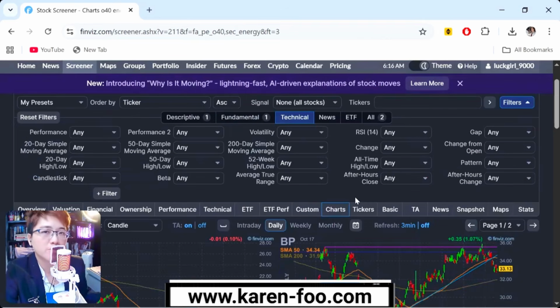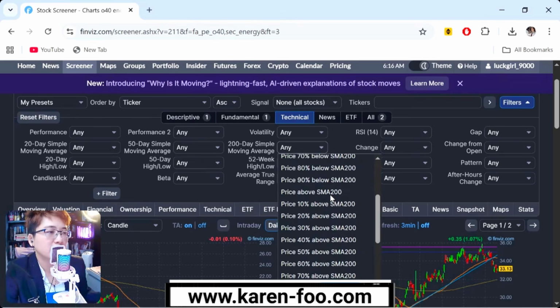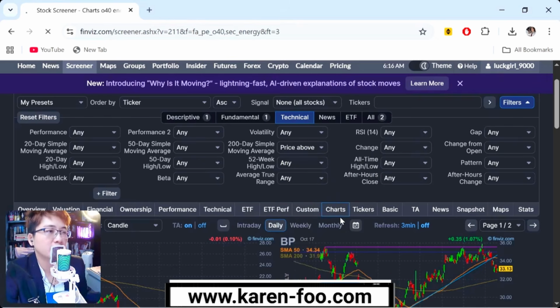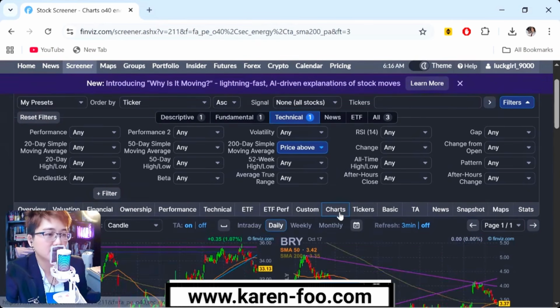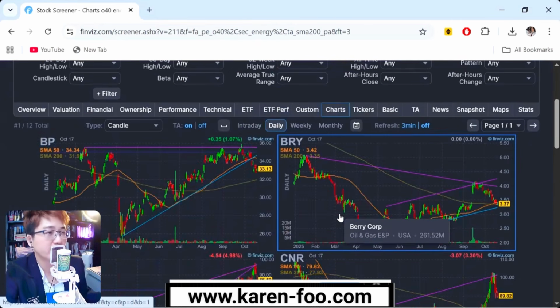If this is too overwhelming for you, you can click on charts, okay? And then when you filter out for uptrending stocks, make sure that you don't trade against the trend, okay? Unless you're a value investor, because trading and investing in stocks is very, very different.